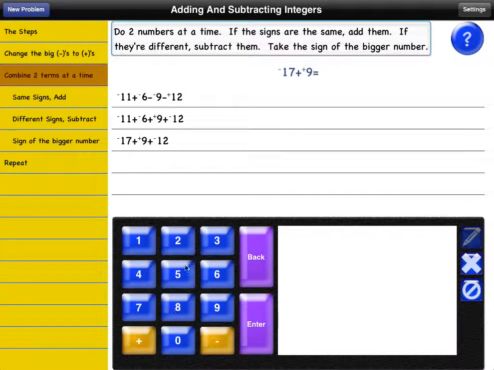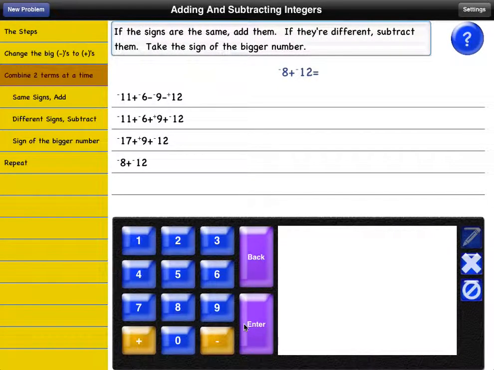So I want to do 8. But again, you take the sign of the bigger number. So I know my answer is 8. But since negative 17, 17 is the bigger number, my answer is going to be negative 8. And again, it just updates that, so it's negative 8.